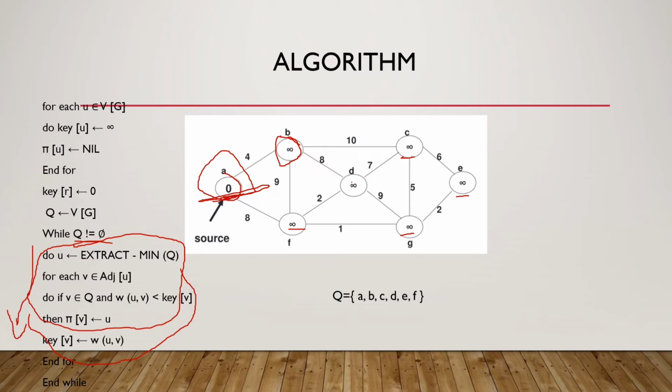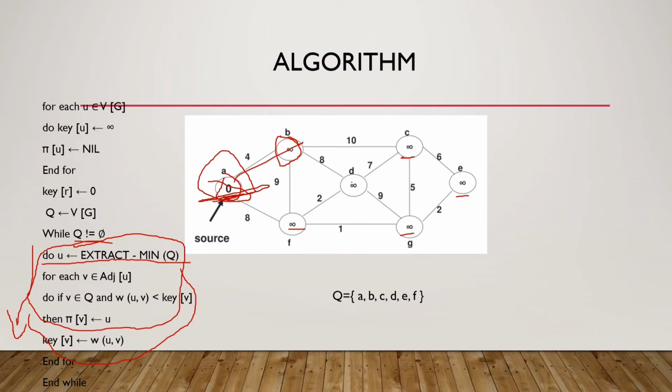What you have to do is extract the minimum of Q. What will be the minimum of Q when I'm traveling from A to B and A to F? It will be 4, so it will select 4. For each vertex which is adjacent to u: since I'm taking this as the vertex, which are the adjacent vertices?